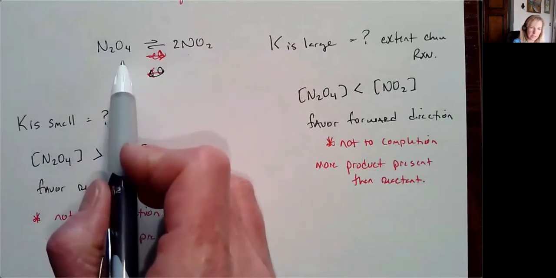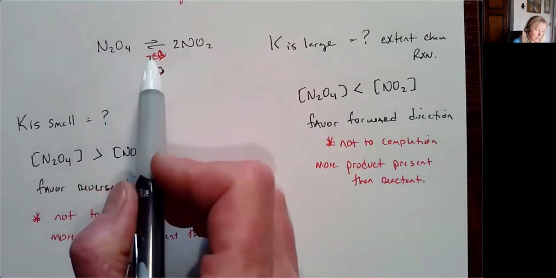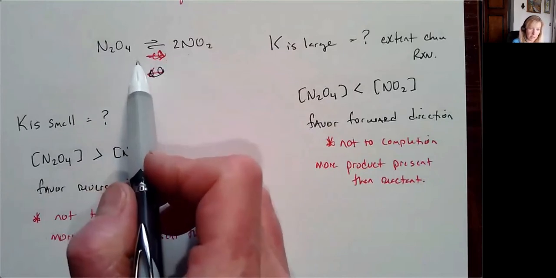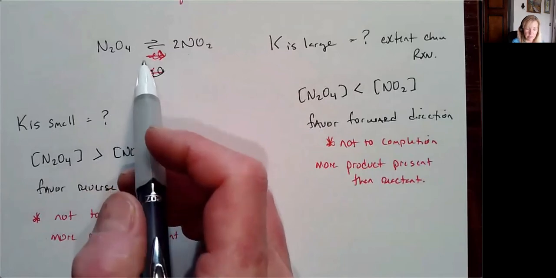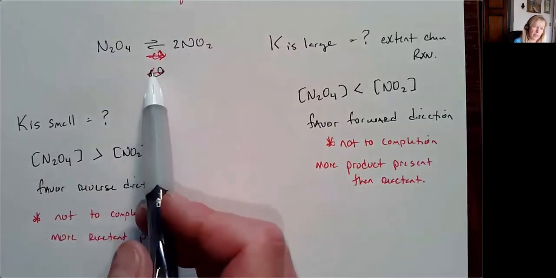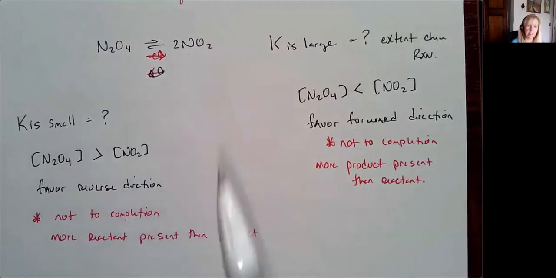And so K is always going to be a positive value. It can be greater than 1. It can be really small. It can be 0.0000004, but I'm still going to have a little bit of product present even in a really small K scenario. So we're looking at chemical reactions here, but this also goes with solubility, acid-base dissociation, complex ion formation. All of that are equilibrium scenarios.